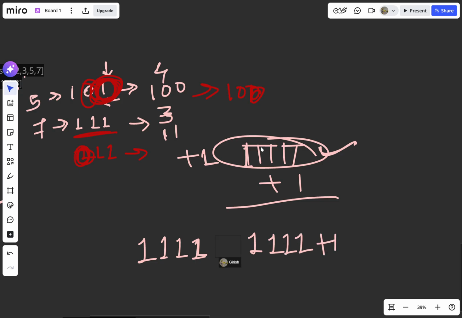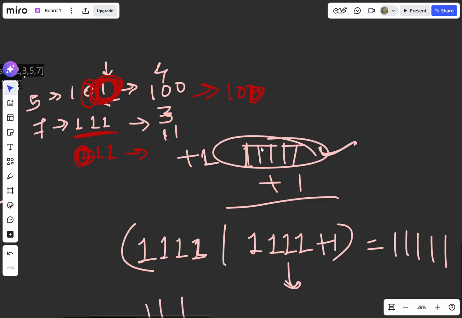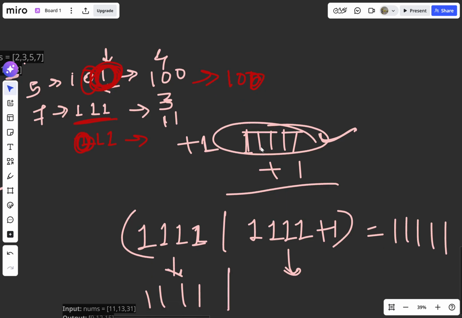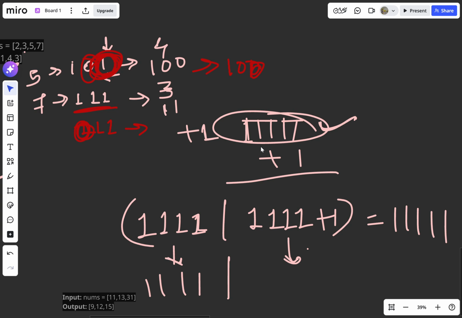Sorry, this is the OR. Bitwise OR of this, so we will get 1 2 3 4 5 as ones, because here we got 1 1 1 1. But by calculating the bitwise OR of this, where this 1 is there, we get 0 0 0, all will be zeros. Yes, this we will get.